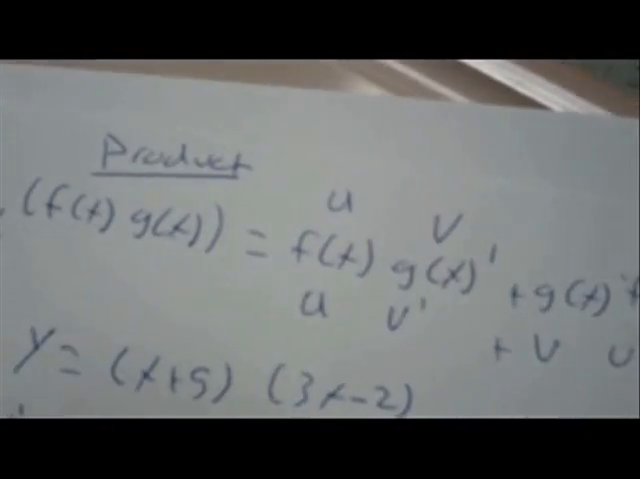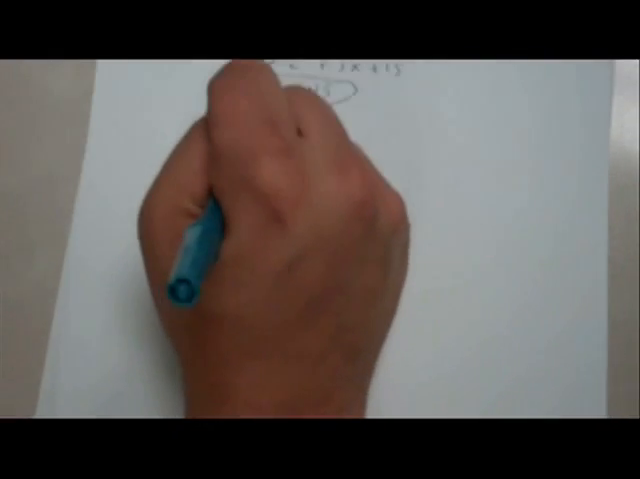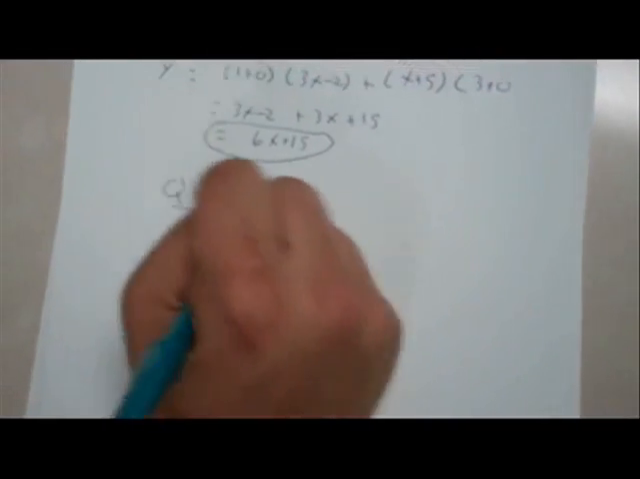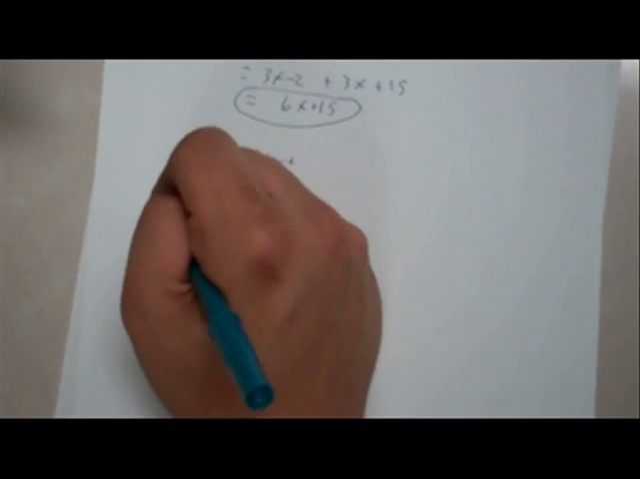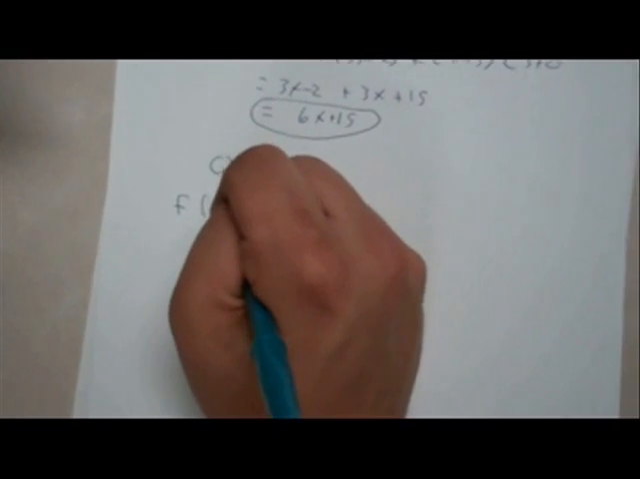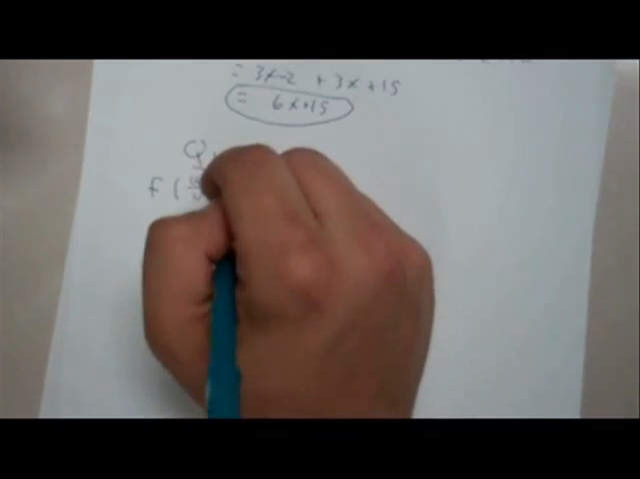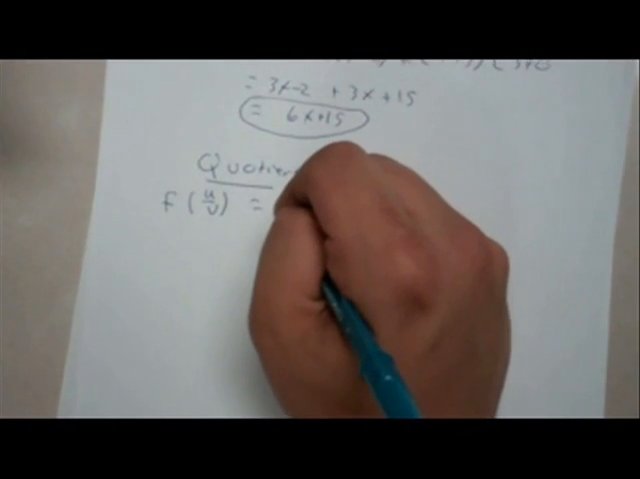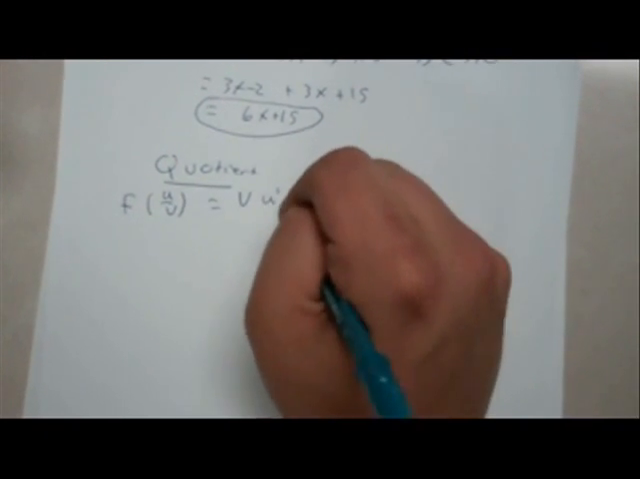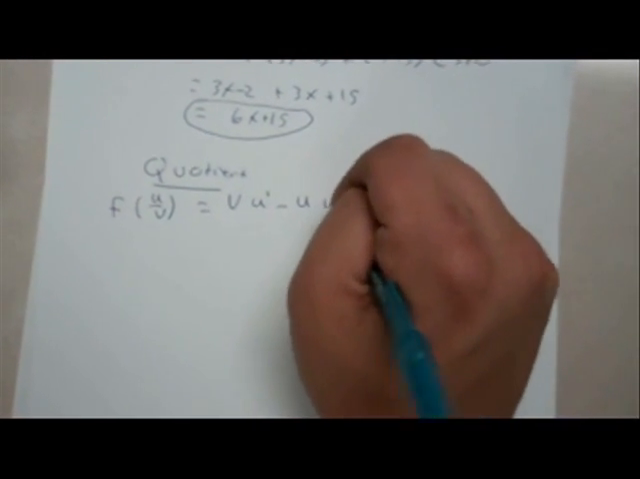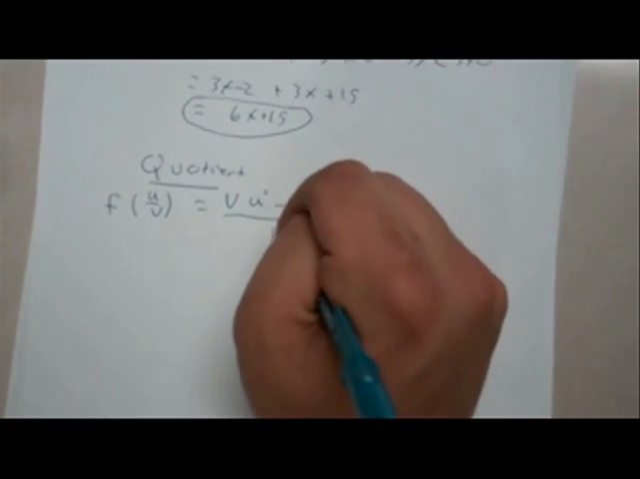Okay. Now, for the quotient rule. The quotient rule is a little more complex than the product rule. Basically, when you're dividing something, that's when you use the quotient rule. So, the derivative of u over v is going to equal v u prime minus u v prime over v squared.